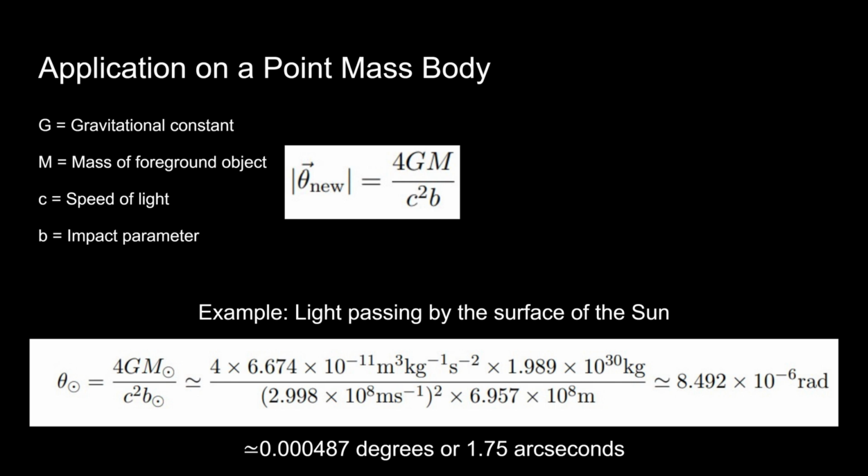When you do all of this out, you get 8.492 times 10 to the negative 6 radians. When you do the equation out, that's the units you get in the end, and I converted it to degrees and arc seconds for you guys to see.